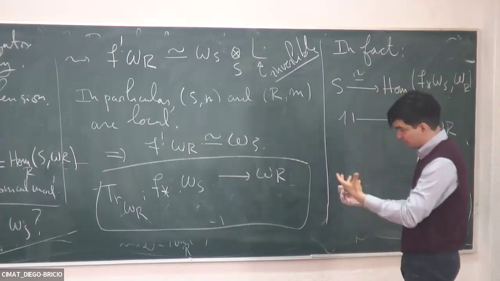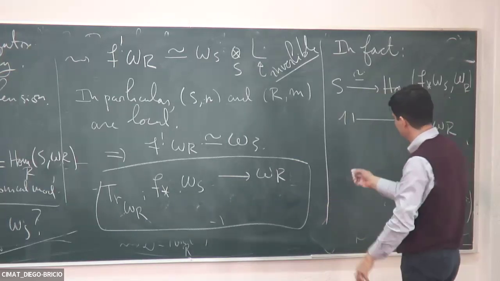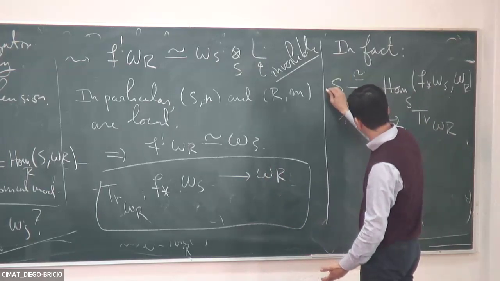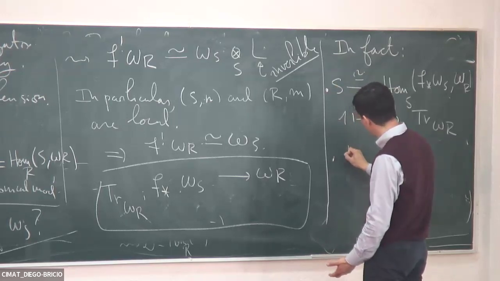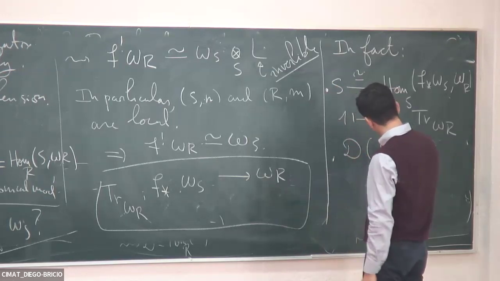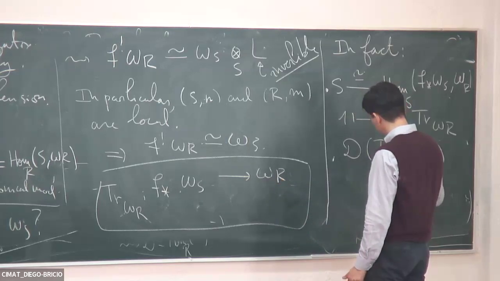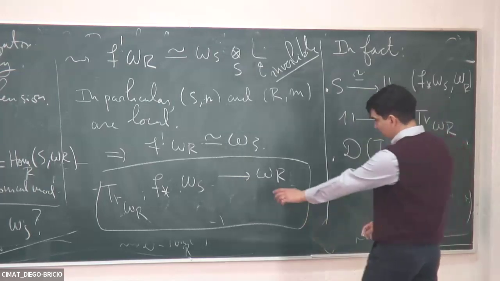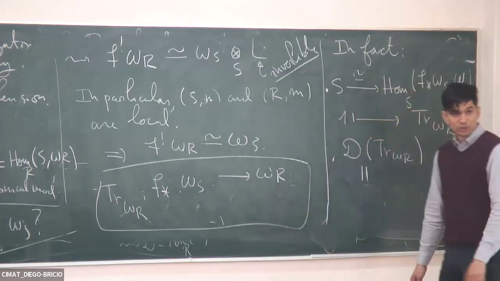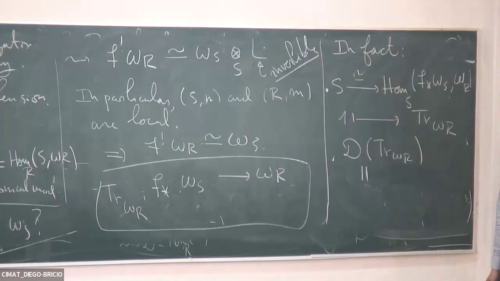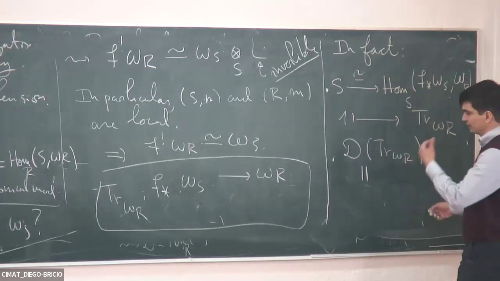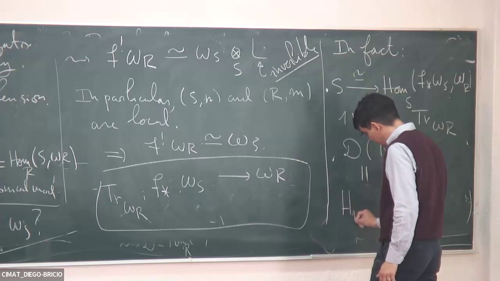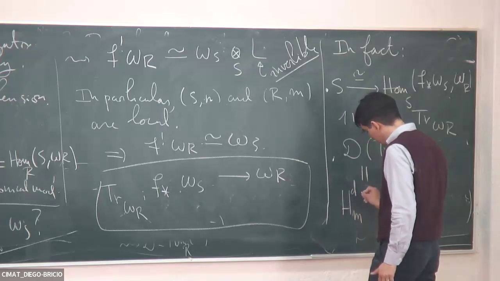And so actually we also kind of saw this already. This is the first thing I want to mention, and the other thing we need is that if we apply D to this trace, what do you think we get? Well, if we apply duality, what is the dual of omega R? Yeah, so we get the top local cohomology of R.